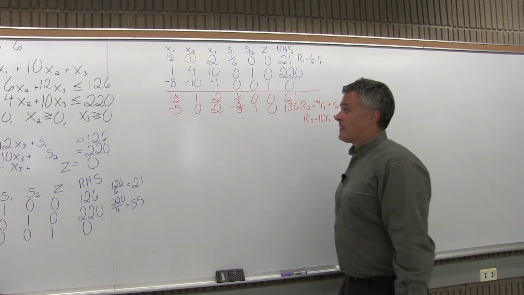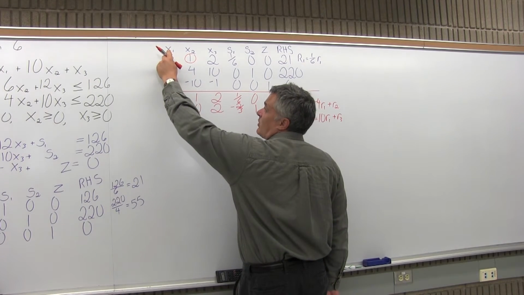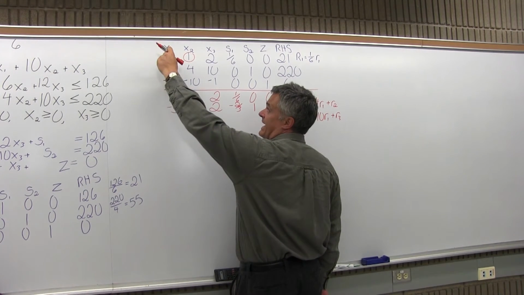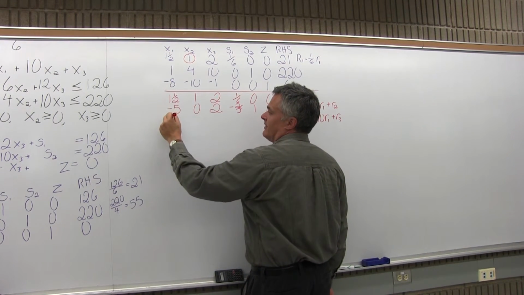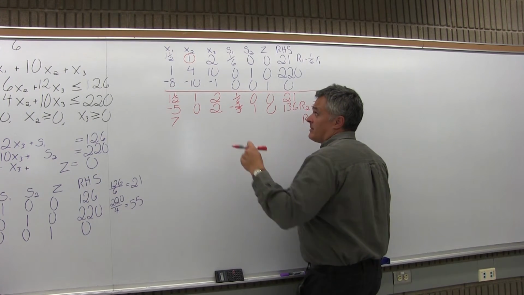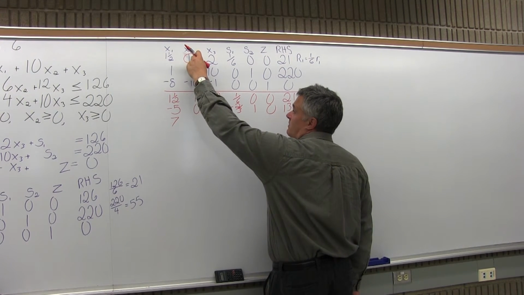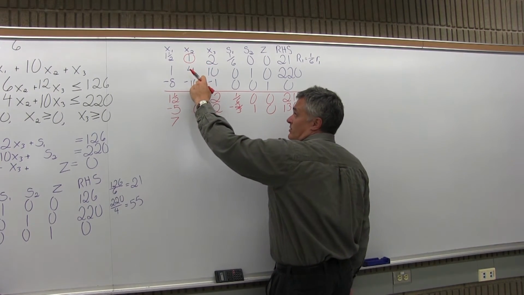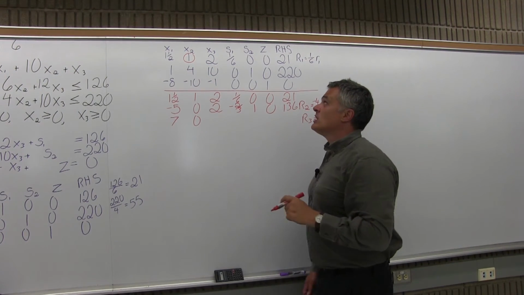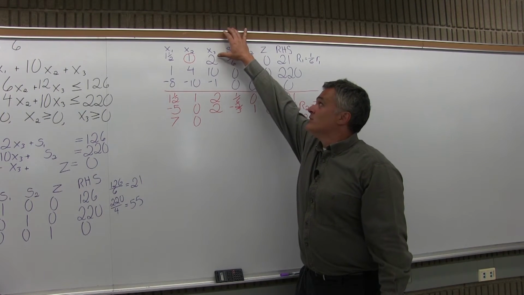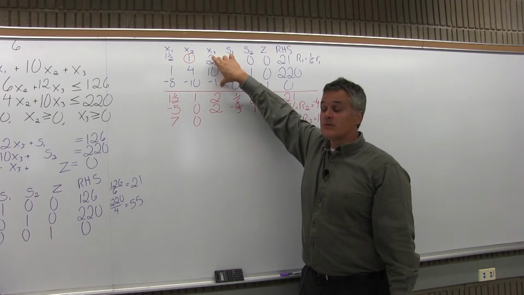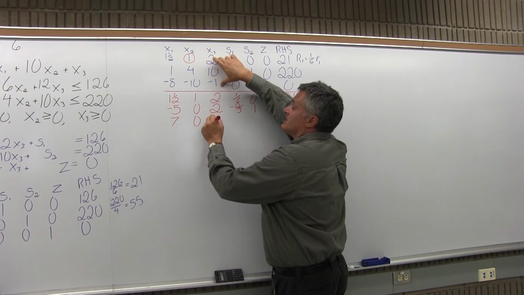So now, 10 times row 1 is 10 times 1.5. That's 15. And you're going to add that to row 3. So I'm going to add 15 plus negative 8, positive 7. The next column is the x2 column. I'm going to go 10 times row 1 is 10 times 1, which is positive 10. And I'm going to add that to row 3. So I'm going to add positive 10 and negative 10, which is 0. The next column is the x3 column. I'm going to do 10 times row 1 is 10 times 2, which is 20. I'm going to add that to row 3. So I'm going to add 20 plus a negative 1 is positive 19.